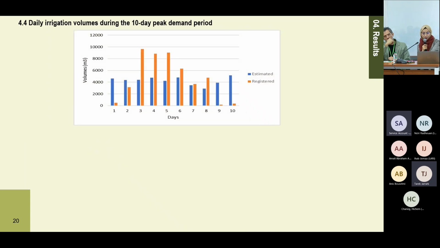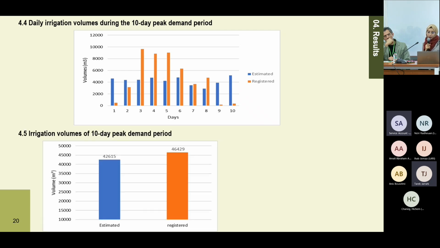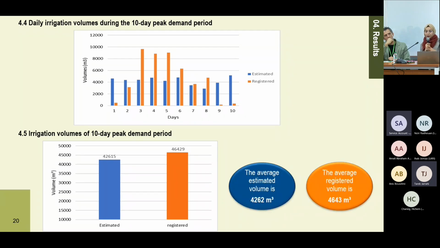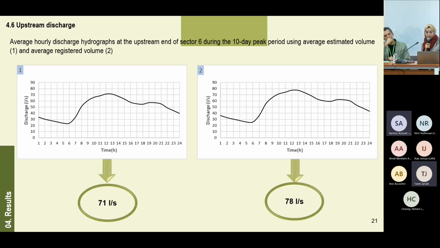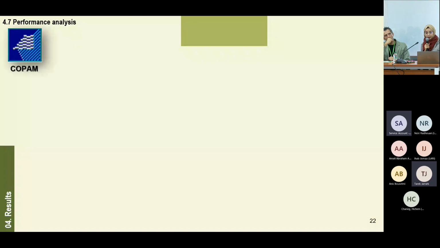So in order to compute the performance analysis, we have to determine the 10-day peak period, and we have the same notes as before. The average estimated volume is 4,362 cubic meters, and the average registered volume is 4,643 cubic meters. Using these average volumes and the frequency distribution, we were able to compute the upstream discharge using the estimated volumes, which is the first graph, and the second using the average registered volumes. So we have 71 liters per second as a peak discharge and 78 liters per second as peak discharge in order to assess our performance analysis using COPAM.